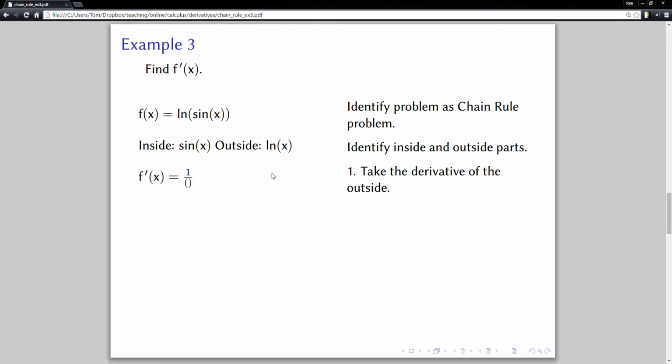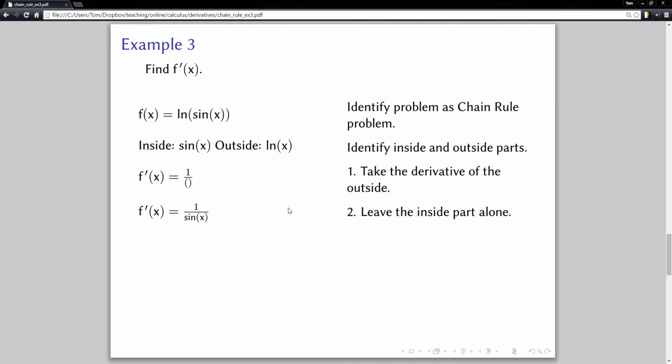The reason why I left a blank is because I was anticipating step 2 of the chain rule, which is what I like to call leave the inside part alone. In other words, everywhere there would be an x in the derivative of the outside function, in this case, just in the bottom here where the parentheses are, I would put the inside part there. So it's not going to be 1 over x, but 1 over the inside part, or 1 over sine x in this case.